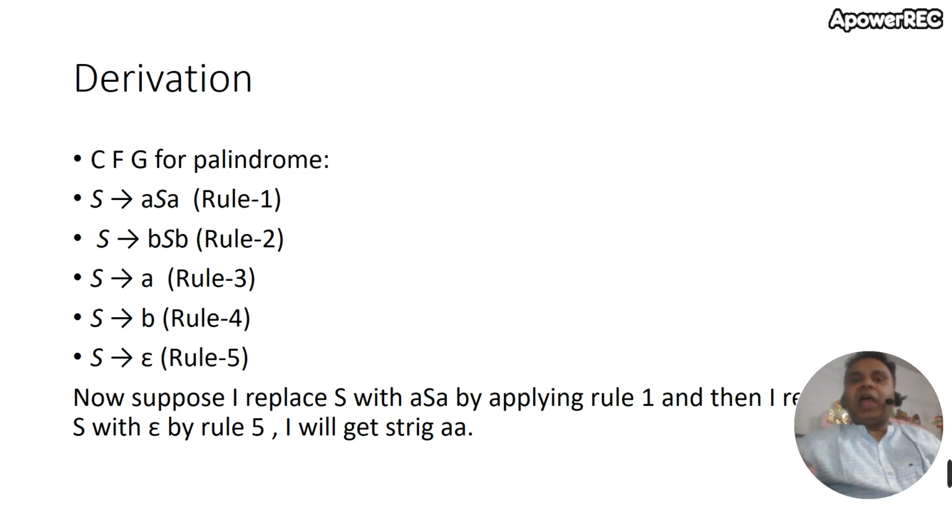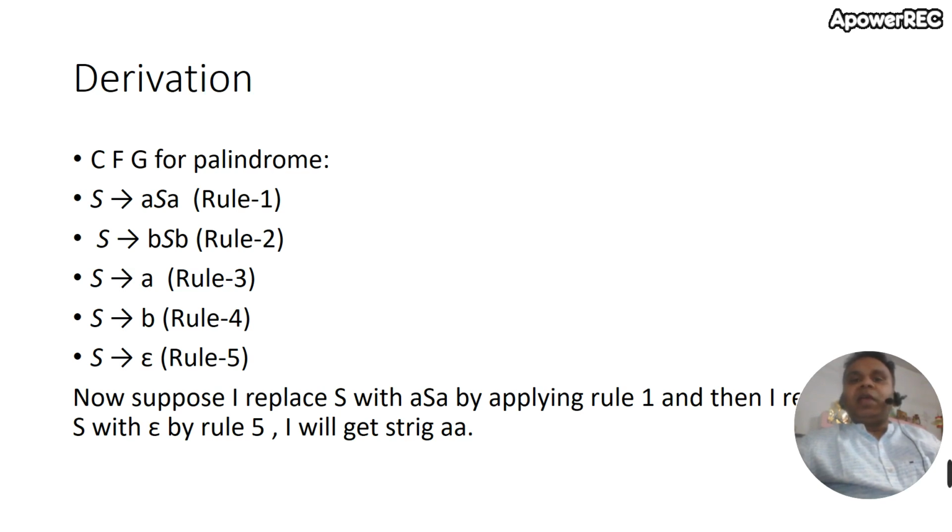Now suppose I have to derive simply a string AA. So how I have to proceed is I have to start from the start symbol S and I have to replace this start symbol in such a manner that I am able to reach my derived string, which is given in the question. And the string which is required is AA. So how can I reach from S to AA? It's very simple in this example.